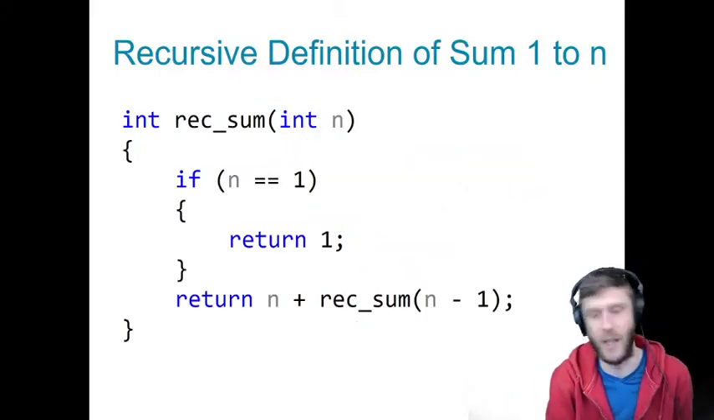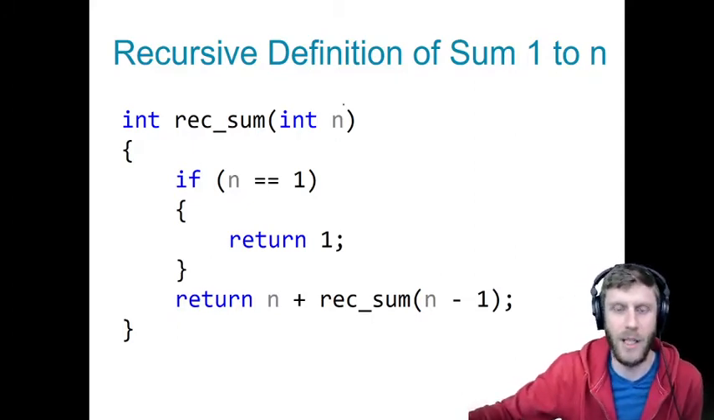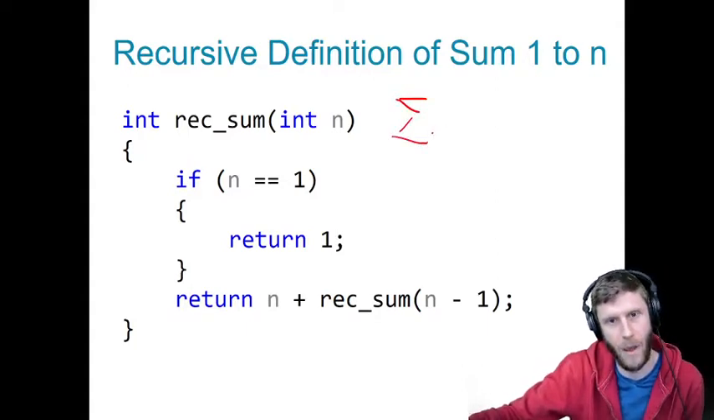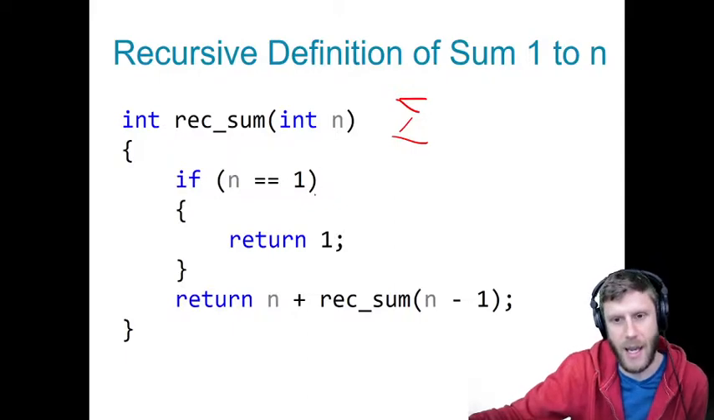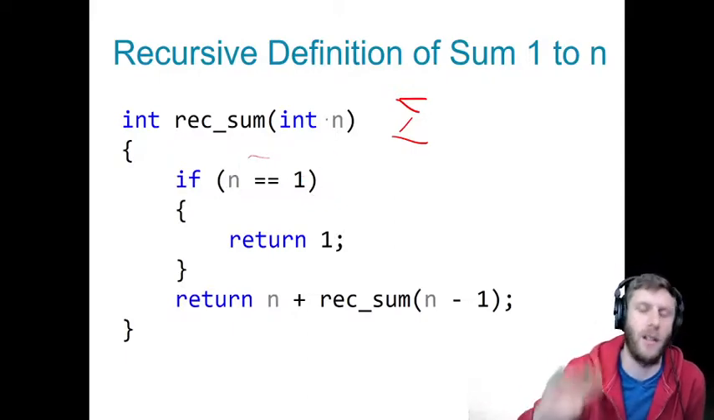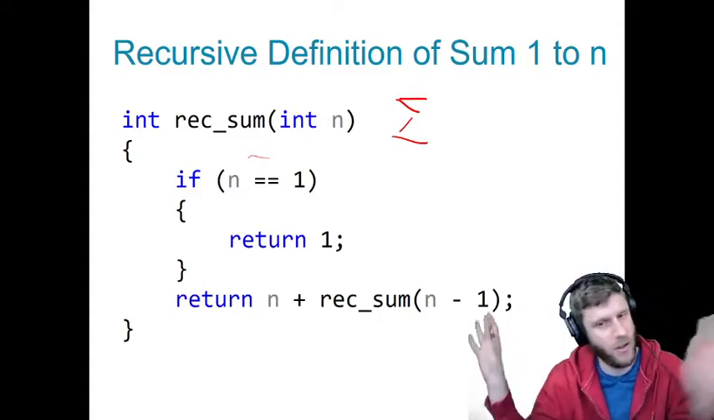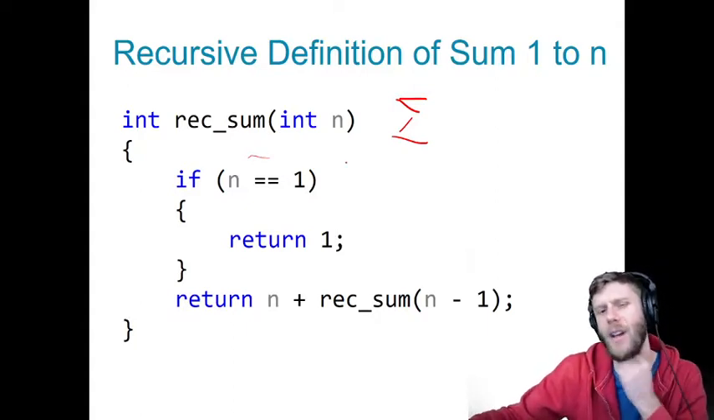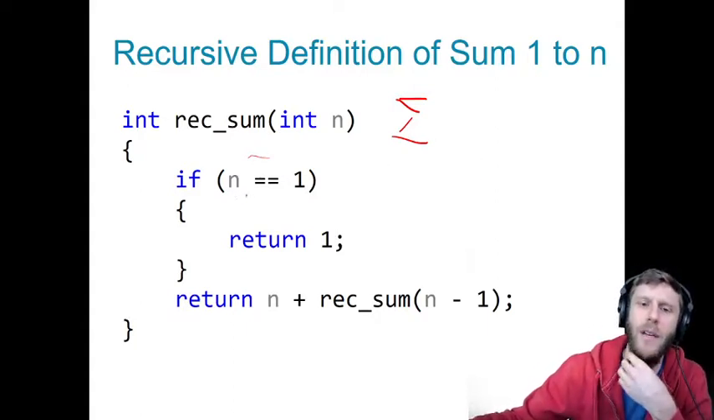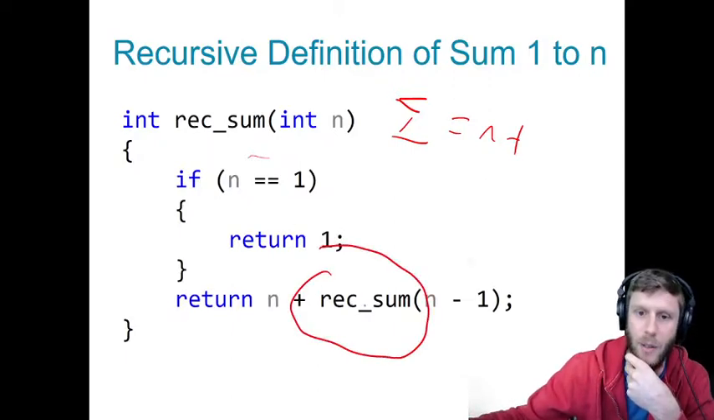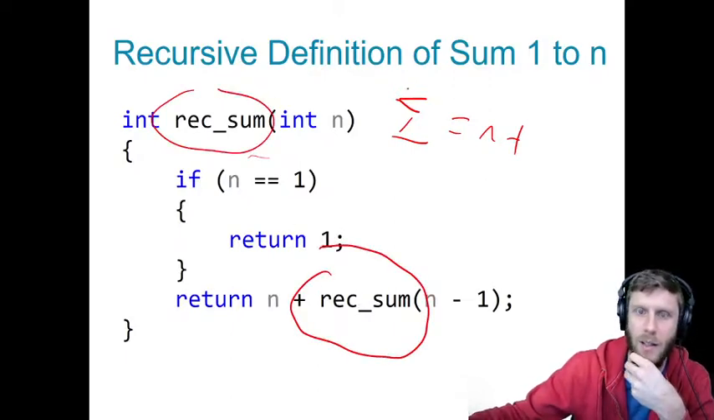And here's how I would code this. Recursive sum takes some integer. Imagine this is like the sum symbol, okay? I'm going to say, if n is 1, well, the sum of 1 to 1 is 1. That's not a mystery. We know this. There's no magic there. Otherwise, it's equal to n plus, and remember, rec sum is like the symbol, so this is like the sum to n here, plus, what the heck?